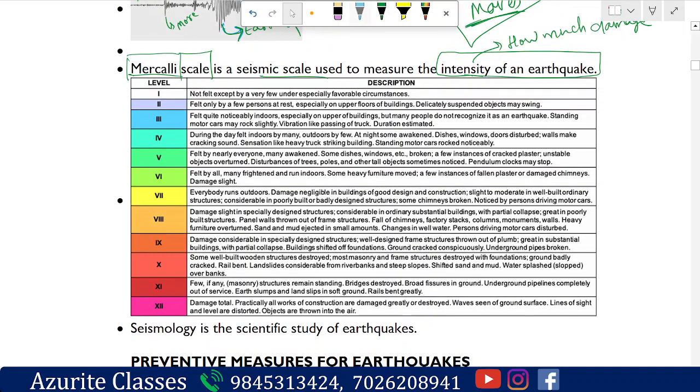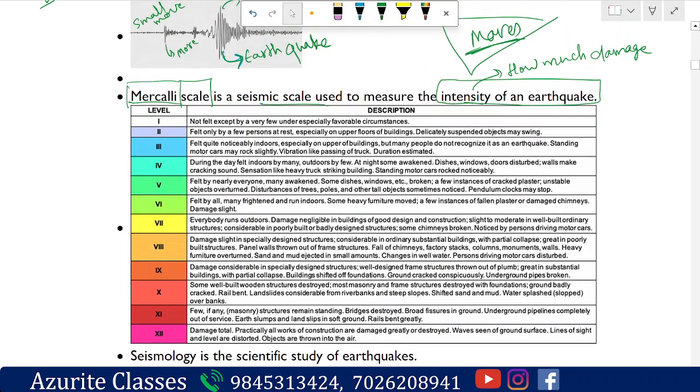So this is the Mercalli scale. Intensity means how much damage it is causing, and that we get to know from the Mercalli scale. Less movement is at one end, and 12 is very high movement. Initially it was only 10, but this is the modified Mercalli scale, so some more intensities are added here.